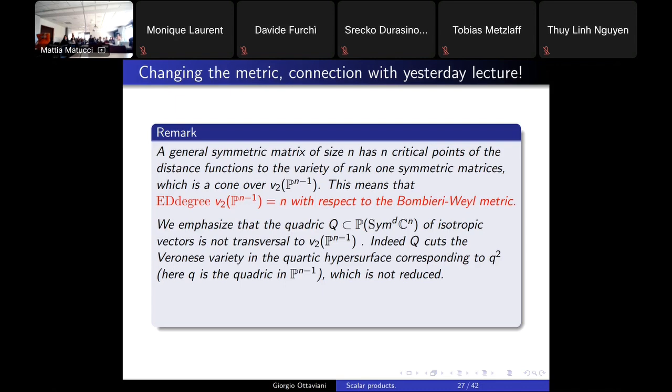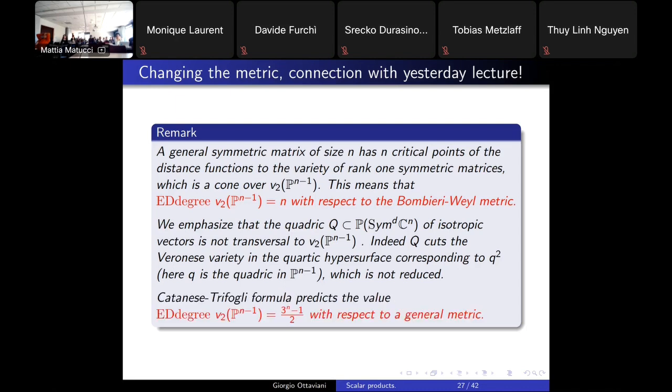You can compute with the Catanese trifold, because this now applies, and this is the answer. You see, it's incredibly high, it's exponential. So (3^n - 1)/2. So this means that really changing the metric is a disaster.